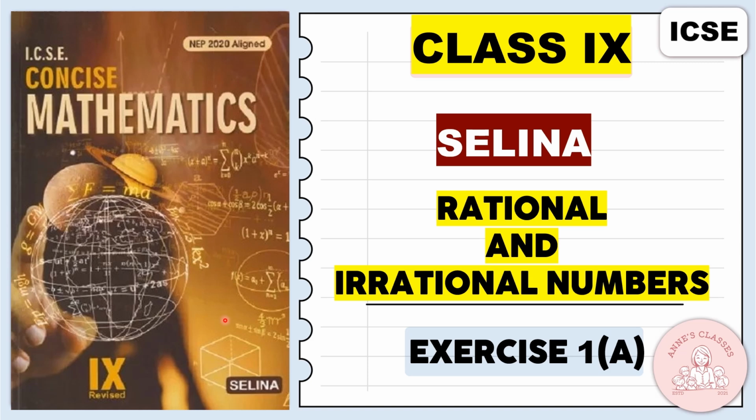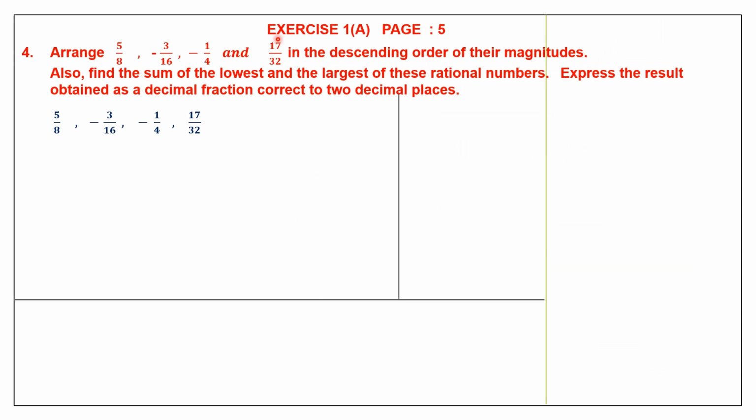Let's do chapter 1, Rational and Irrational Numbers, exercise 1A. Exercise 1A, page 5. Question 4. Arrange 5 by 8, negative 3 by 16, negative 1 by 4 and 17 by 32 in the descending order of their magnitudes. That's the first thing that we need to do.